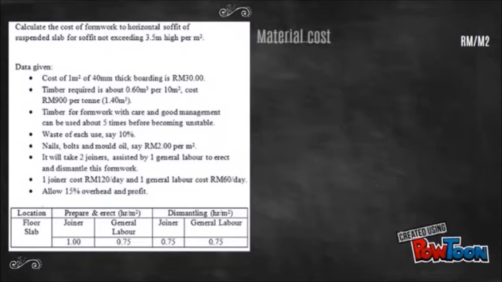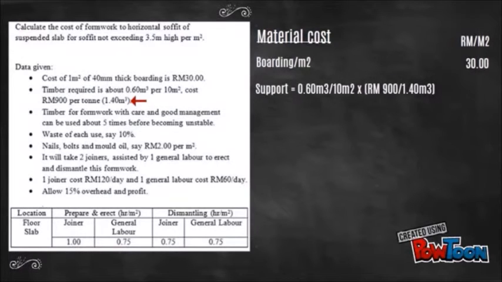First of all, we start from the material cost. Boarding of the slab used per meter square is given. It is RM 30 ringgit per 1 meter square. Next, the timber support required as the data given is 0.6 meter cube per 10 meter square. It times with the cost of 900 ringgit per ton, as we need to convert 1 ton to meter cube, so it divides by 1.4 meter cube and get 38.57 ringgit. We sum up these two costs and get 68.37 ringgit.